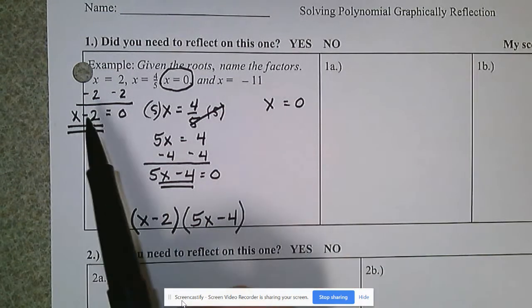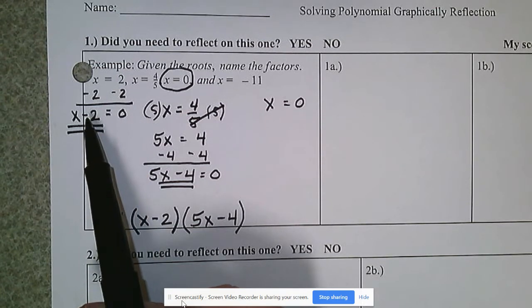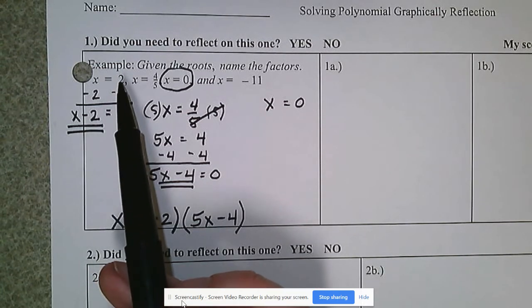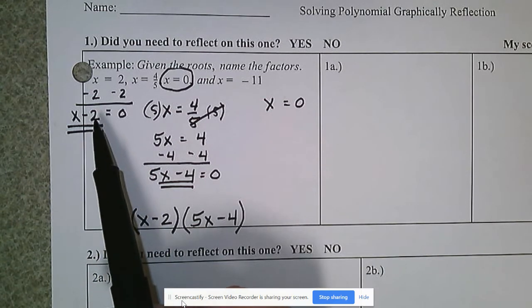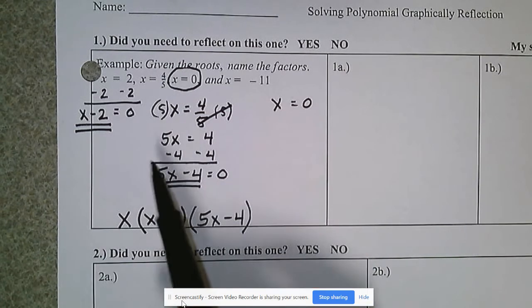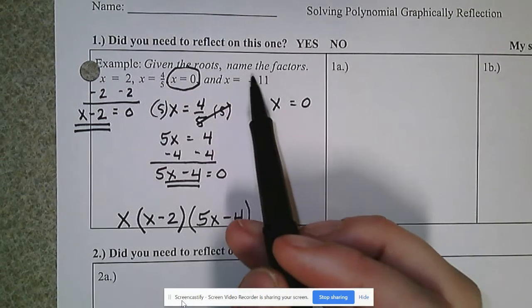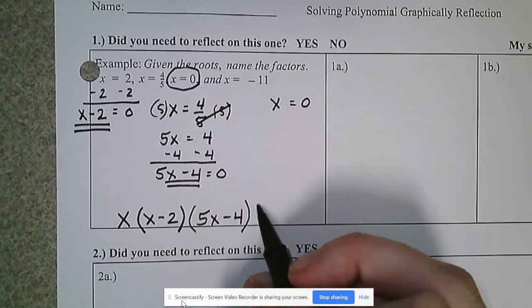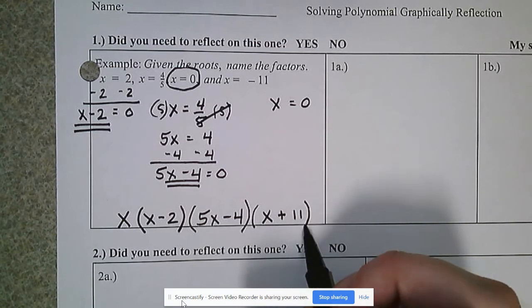You can kind of see this, if you didn't notice, this pattern going on. Whatever your root is, the factor has the opposite sign. So this was 2. My factor that it came from is x minus 2. My root here is 4/5. The factor it came from is 5x minus 4. So I can just switch the sign here. So notice when I'm writing a factor, there is no more equal sign, and I'm switching the sign.